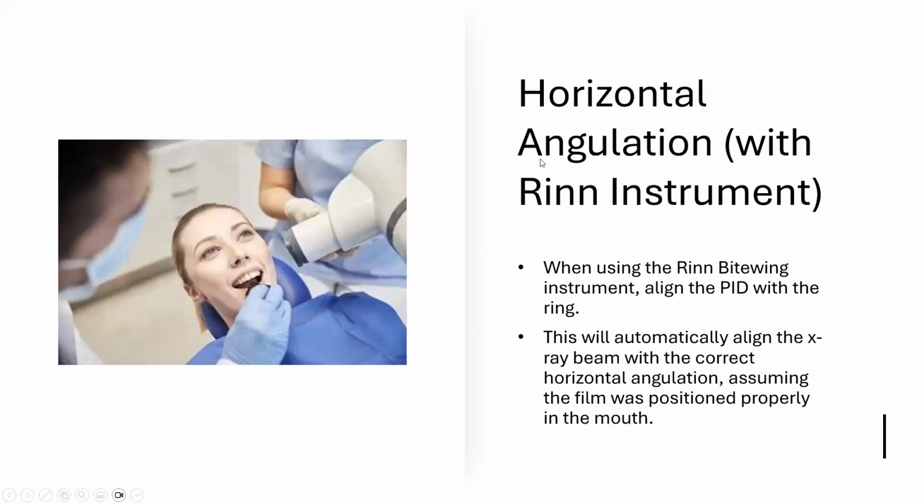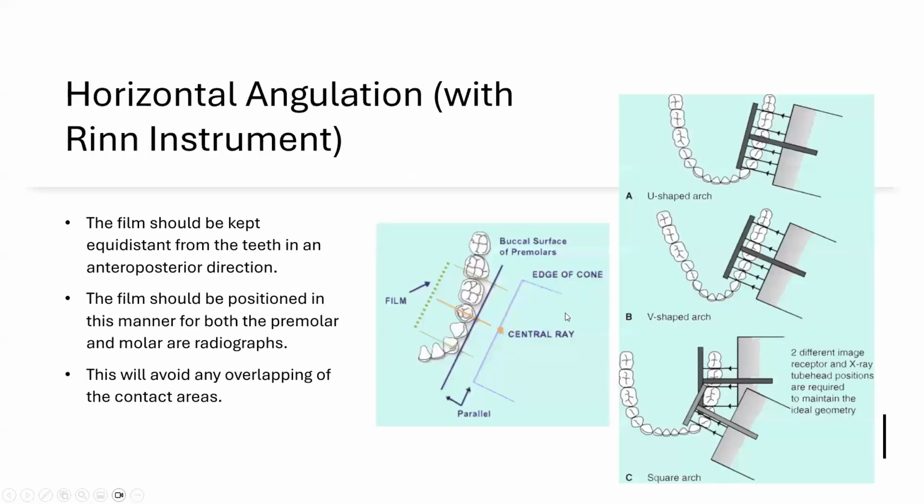Horizontal angulation with the Rinn instrument. When using the Rinn bitewing instrument, align the PID with the ring. This will automatically align the X-ray beam with the correct horizontal angulation, assuming the film was positioned properly in the mouth. With the Rinn instrument, the film should be kept equidistant from the teeth in an anteroposterior direction, like this. Equidistant. The film should be positioned in this manner for both the premolar and molar radiographs. This will avoid any overlapping of the contact area.